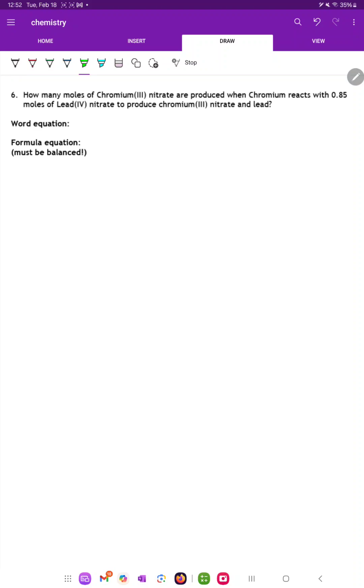So let's start by highlighting my knowns and my unknowns. In this case, what's given, or my known, is 0.85 moles of lead 4 nitrate. And what I'm trying to figure out is how many moles of chromium 3 nitrate are produced. So there's my known and my unknown. I'll put a K next to that one and a U next to that one, just so I don't forget.